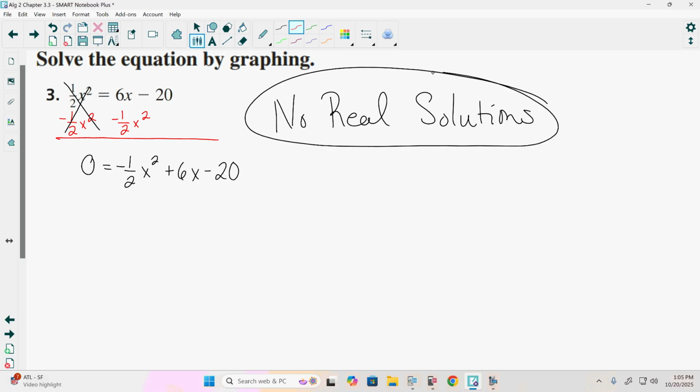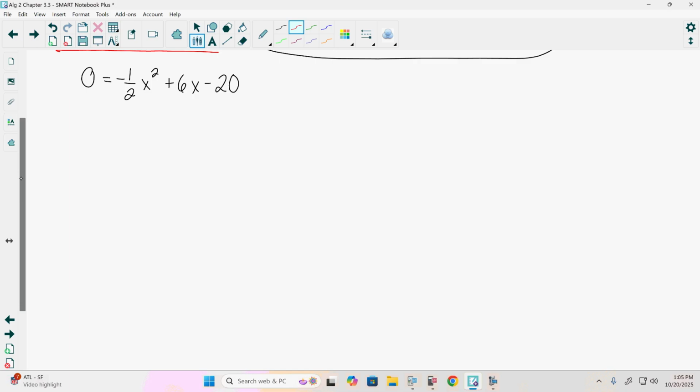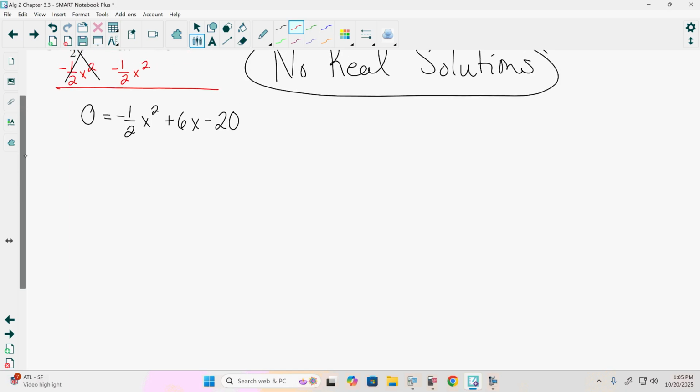Now, it does not mean that there's no solution. It's just that the values of x that will make it be 0 are not real numbers. And we'll talk about those later. But there are solutions, just not real solutions. And it feels like it might have something to do with the negative 1/2, and it's not. It's just how the values of this function work.